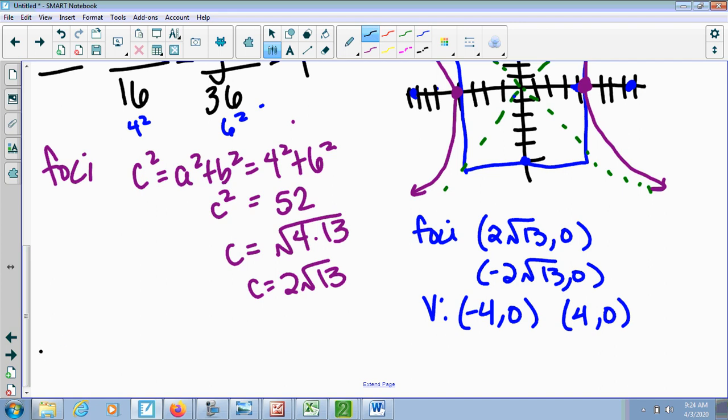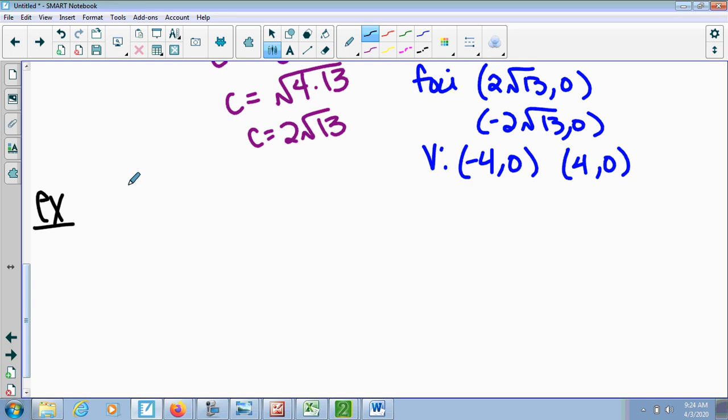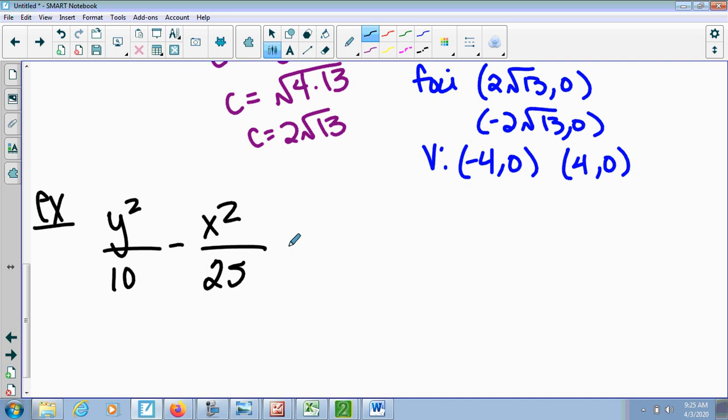Okay. Alright, now we'll do a vertical one. So for it to be vertical, we know it has to start with a y squared. So y squared comes first. That's the one that will be positive. The x squared part will be negative. Let's do y squared over 10 minus x squared over 25. And then we'll say that equals 1.